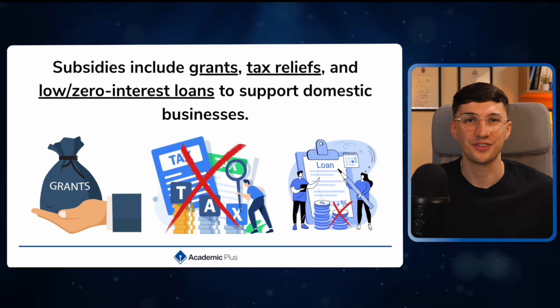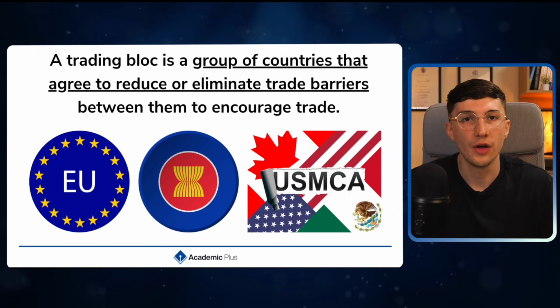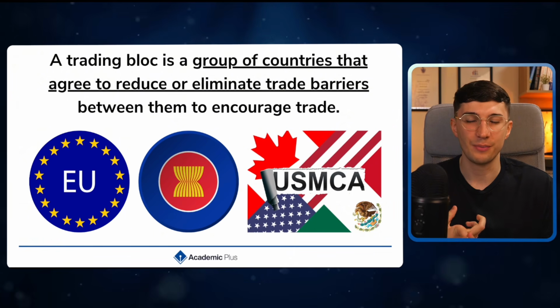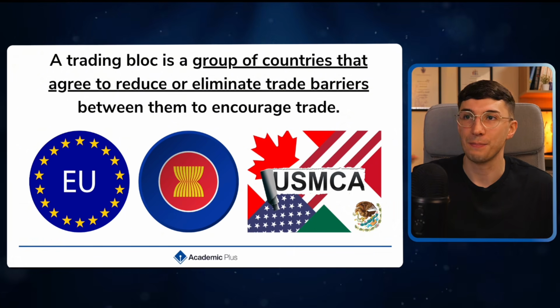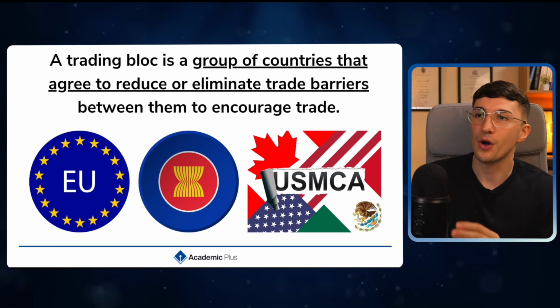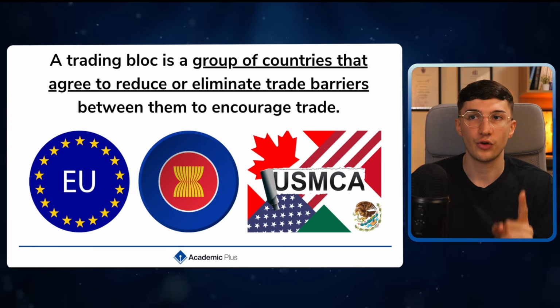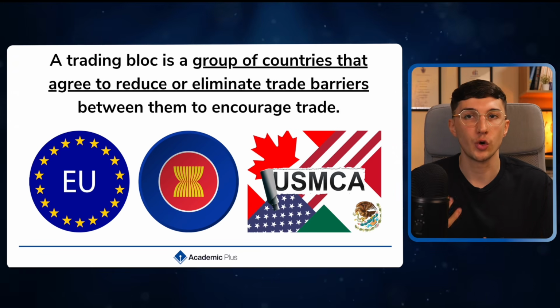And the very last thing that we need to do in this revision video is take a look at our trading blocs. Now, what on earth is a trading bloc? Essentially, this links quite closely with our trade liberalisation and the removal of trade barriers. Essentially, a trading bloc is a group of countries that agree to reduce or eliminate trade barriers between them to encourage more trade.